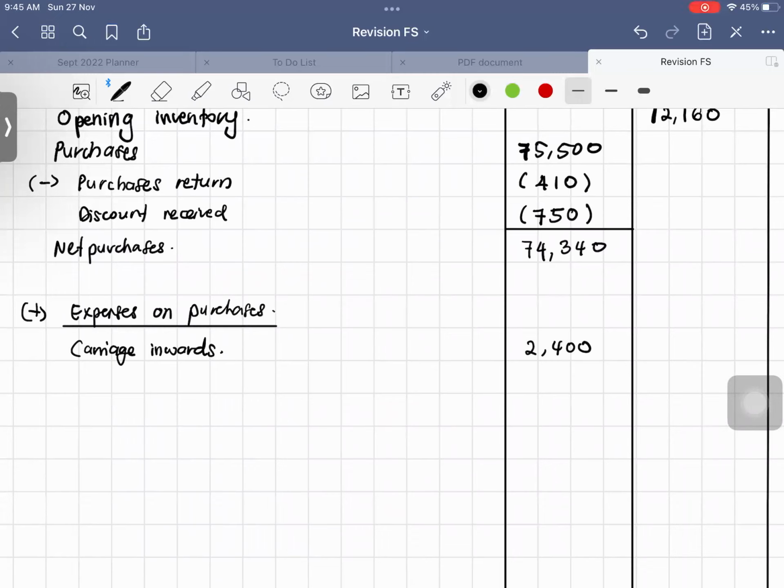Okay, so there are no other expenses on purchases, right? So you can now add your net purchases with your carriage inward value. Add. Add means no bracket, because we want to add. So 74,340 earlier, plus 2,400. What do you get? 76,740. Correct?